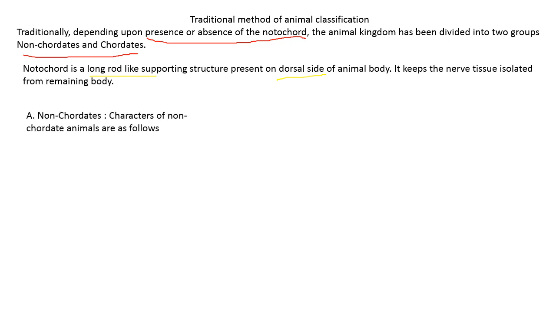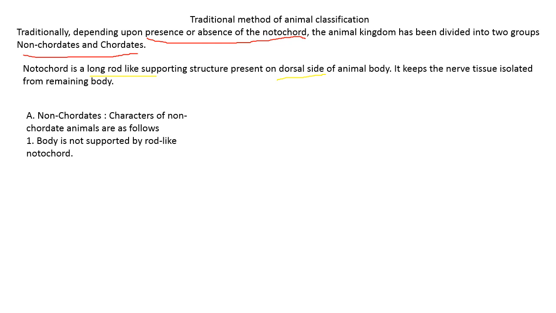Now the characters of non-chordate animals are as follows. As we have classified the kingdom Animalia into two subkingdoms, non-chordates and chordates, now we are going to study some characteristics of them. So first we'll discuss the characteristics of non-chordates. First, the body is not supported by a rod-like notochord. As we studied, we classified only on the presence or absence of notochord. And if there is absence of notochord, then we say it is a non-chordate.